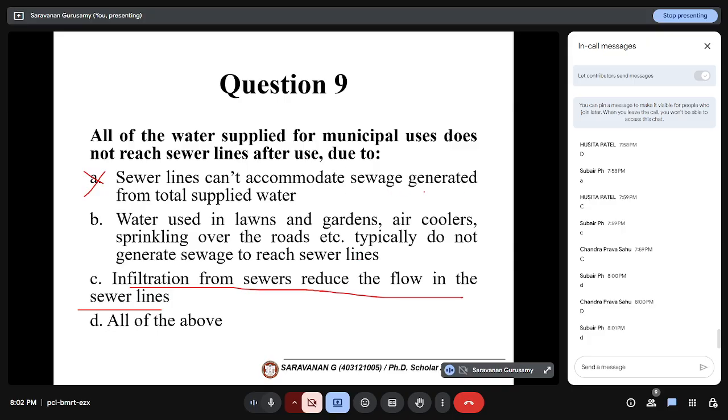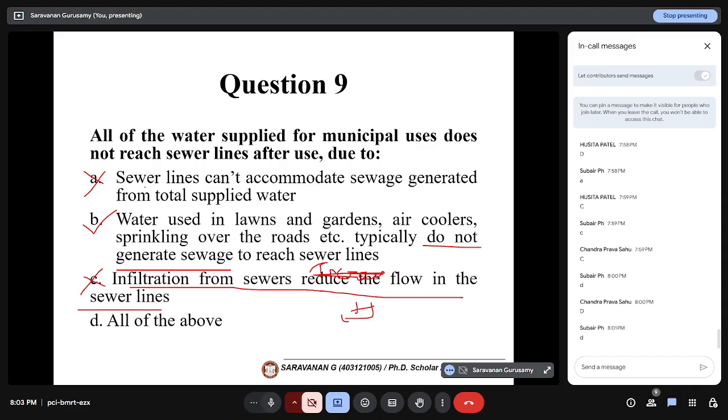Sewer line cannot accommodate sewage generated from total supply. That is wrong. Infiltration into the sewers increases the flow. It will not reduce. It will increase. So this is the added value. So this is also wrong. So water used in the lawn does not generate sewage. So that is correct. Option B is correct.